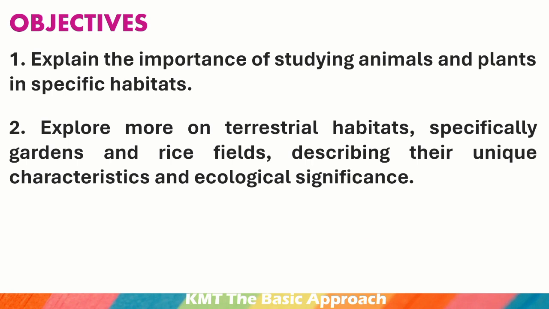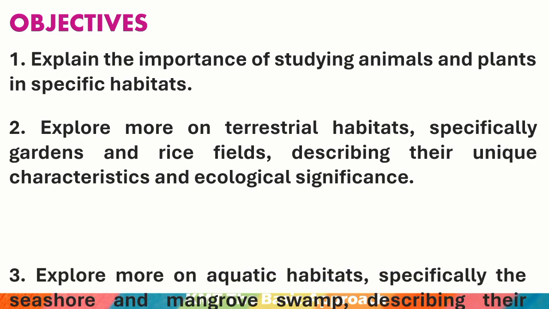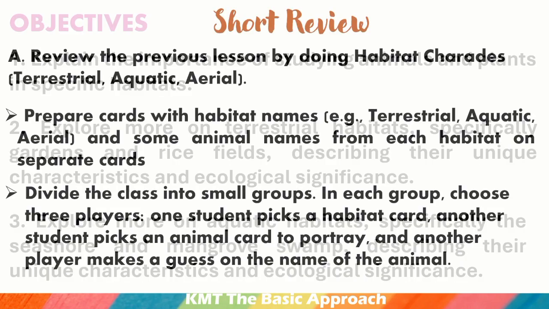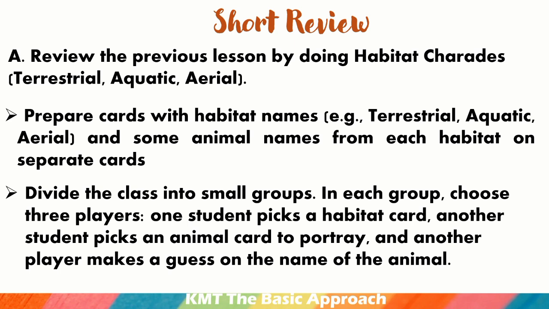Number 2. Explore more on terrestrial habitats, specifically gardens and rice fields, describing their unique characteristics and ecological significance. Number 3. Explore more on aquatic habitats, specifically the seashore and mangrove swamp, describing their unique characteristics and ecological significance. This short review is to be guided by your actual teacher.